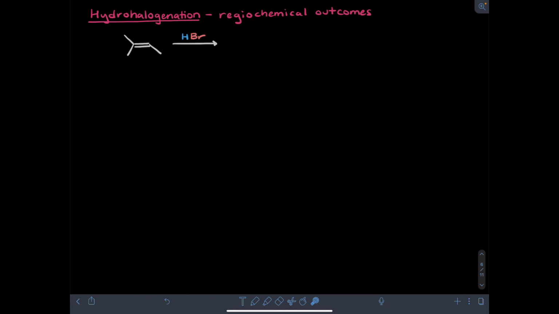Now we want to imagine adding HBr to this alkene. We can form three potential products. One where you add bromine to the left carbon and hydrogen to the right carbon. Then we also have to consider what if we had added hydrogen to the left and bromine to the right.